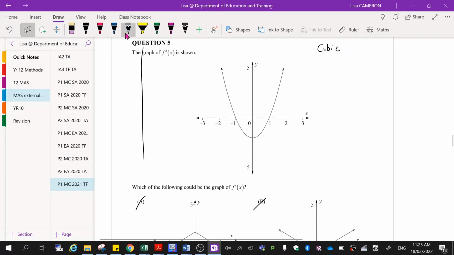Now, there are stationary points here and here.